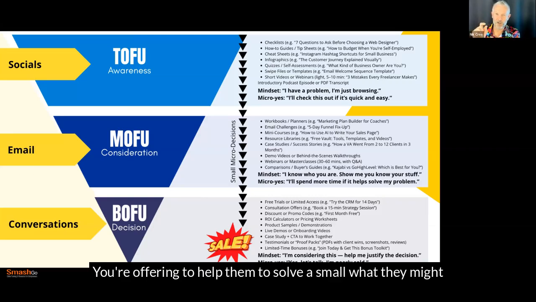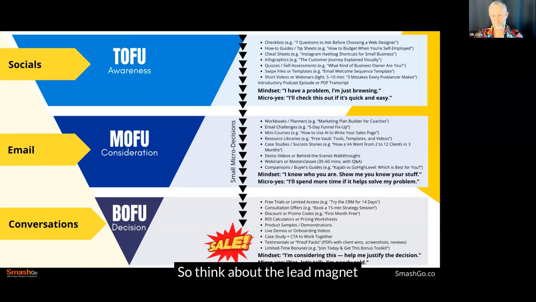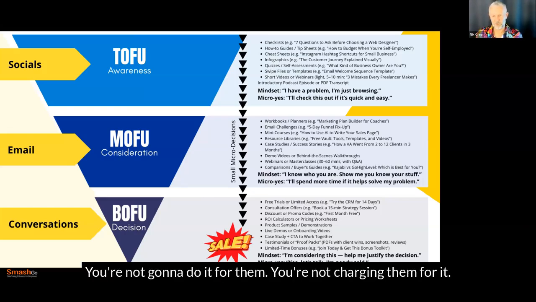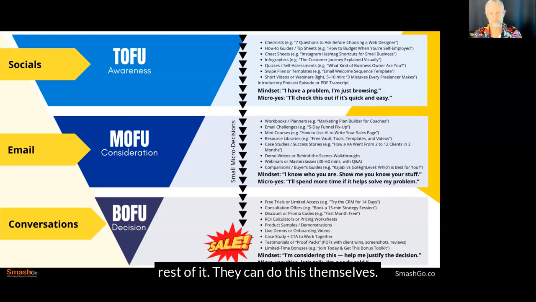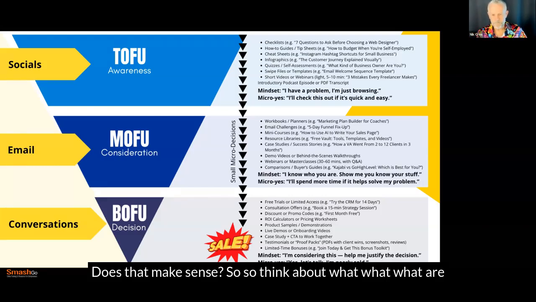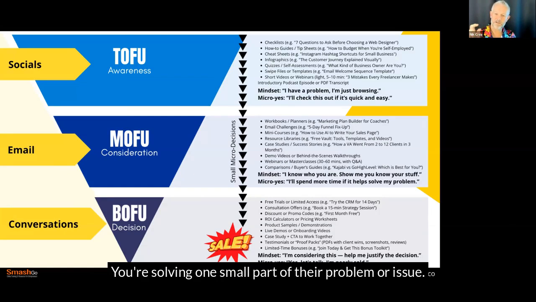You're offering to help them solve a small problem, what they might see as a major problem, but a small problem right now, and they can do it themselves. So the lead magnet is offering them something to do themselves. You're not going to do it for them. You're not charging them for it. There's no expectation they're going to come to you to get the rest of it. They can do this themselves. Does that make sense? So think about what are small things you offer, and remember, you're not solving their entire problem, you're solving one small part of their problem or issue.